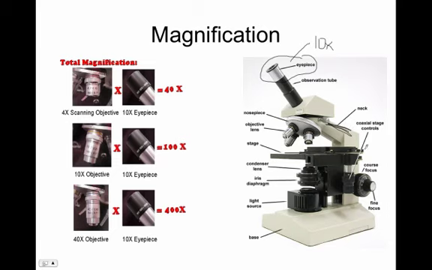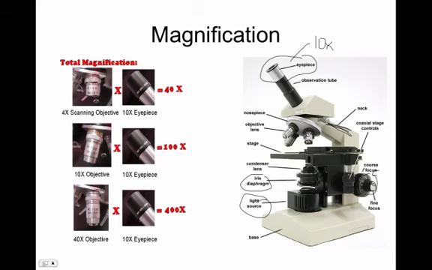Then we have stage controls, and here's the stage, which is where we put the slide. We have an iris diaphragm, which we dial this way or this way to allow more or less light. We always have a light source, and then we have a fine focus knob, which we use at 10, 40, and 100 power, and we have a coarse focus knob. Let's talk about our objective lenses. There's usually 3 on the compound light microscope.